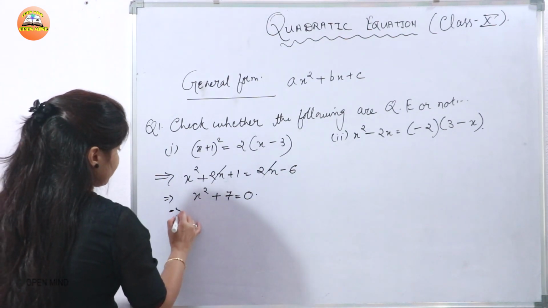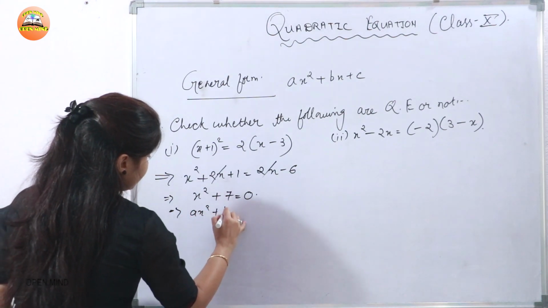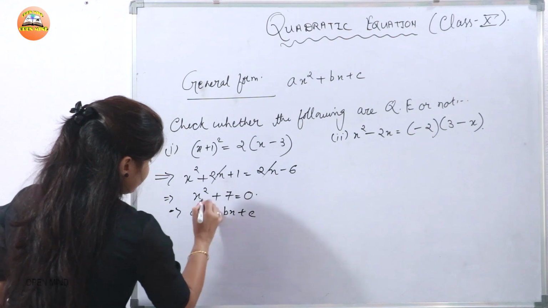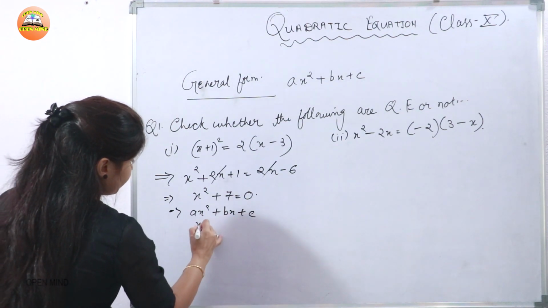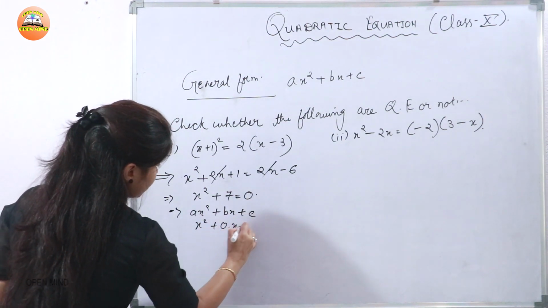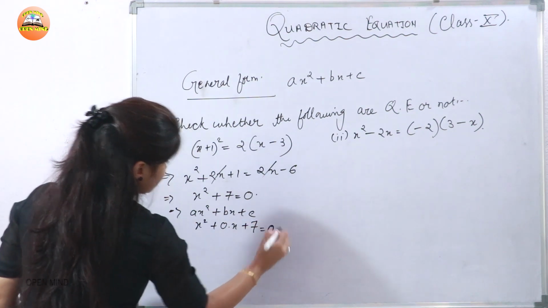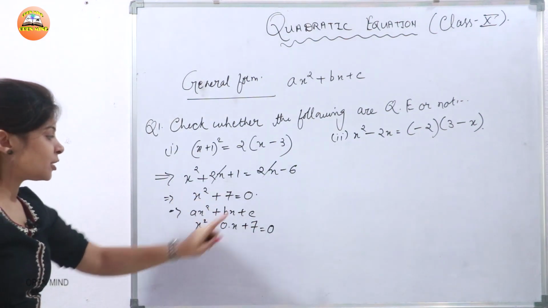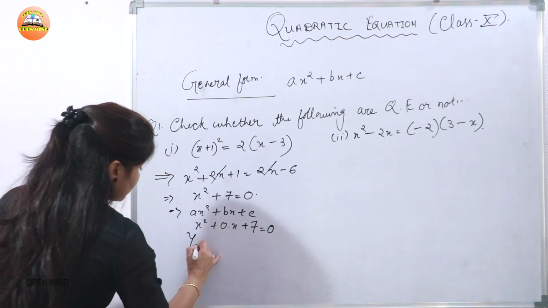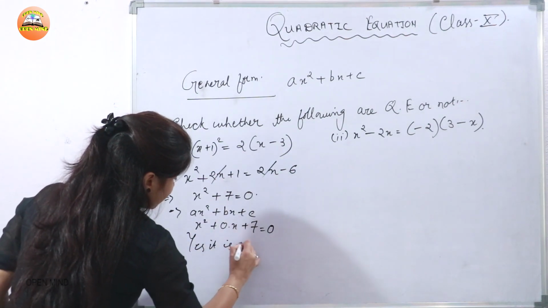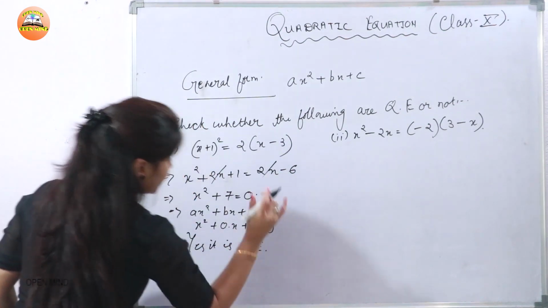This is in the form of ax square plus bx plus c. How? Because this is x square plus 0 into x plus 7 is equal to 0. So you can write your equation in the general form. Hence it is a quadratic equation.